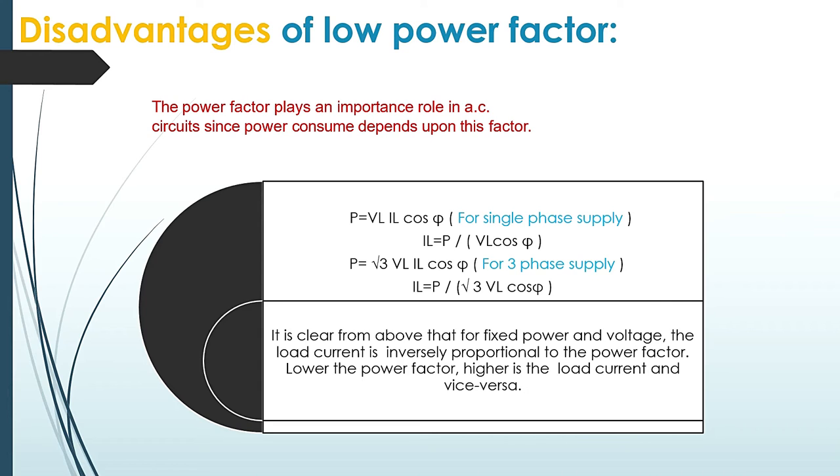It is clear from this formula that for fixed power and voltage, the load current is inversely proportional to the power factor. Lower the power factor, higher is the load current. If the power factor is high, the load current will get reduced, and vice versa. Let me now discuss the disadvantages of low power factor. There are 4 disadvantages, and we will see them one by one with examples.